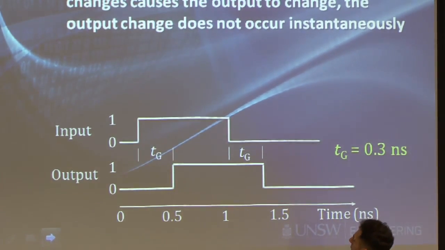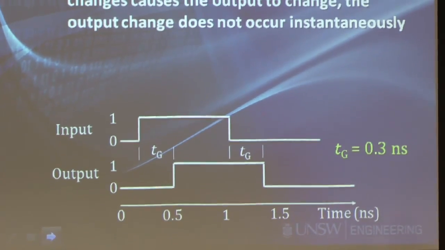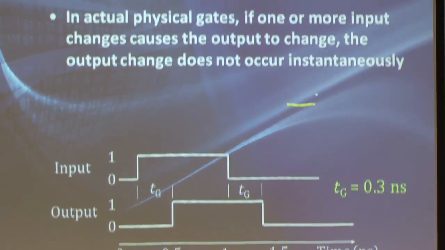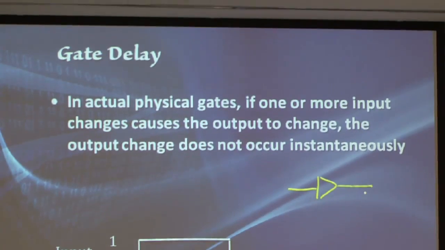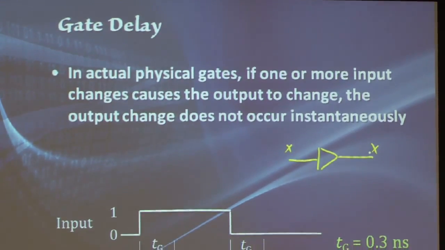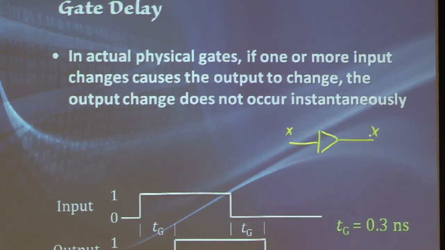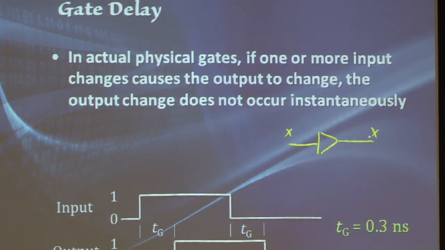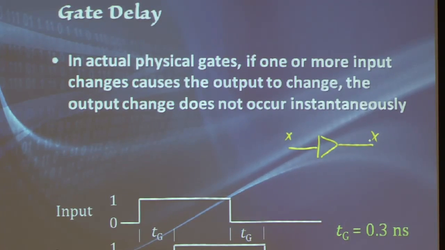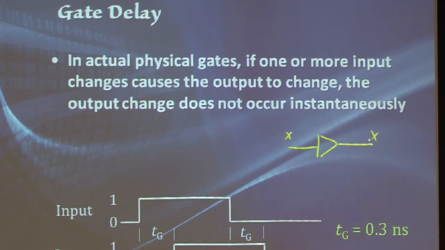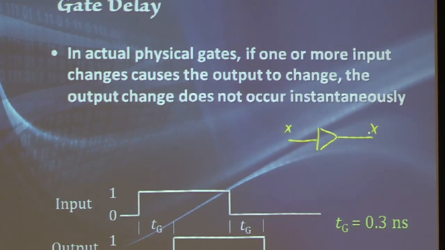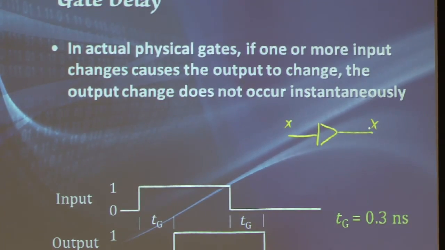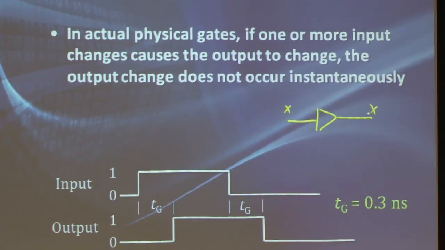So, for example, this would actually be the waveform for a buffer. Buffer, by the way, we'll talk about later in the course. It's a gate that on the surface of things doesn't do much. It just outputs the same signal. They do come in useful, we'll talk about it. But it does experience that gate delay that I was telling you about.